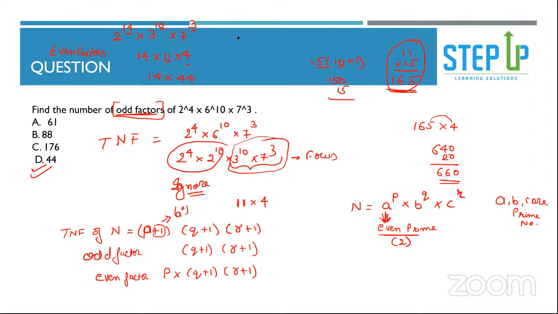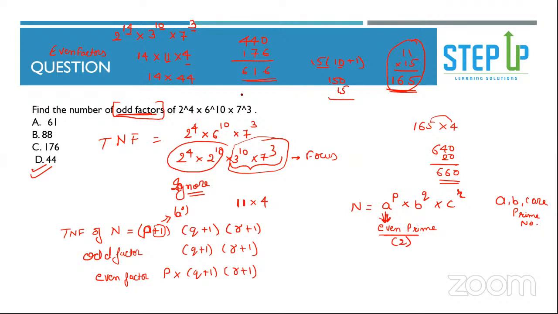14 into 44 is 440 plus 176. So 440 plus 44 into 4. 44 into 2 is 88, and double of 88 will be 176. So the answer is 616. Is that clear now? 616, right, Ashish.